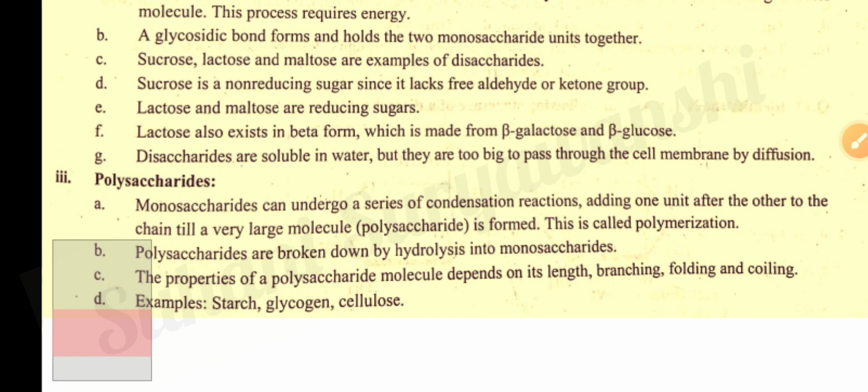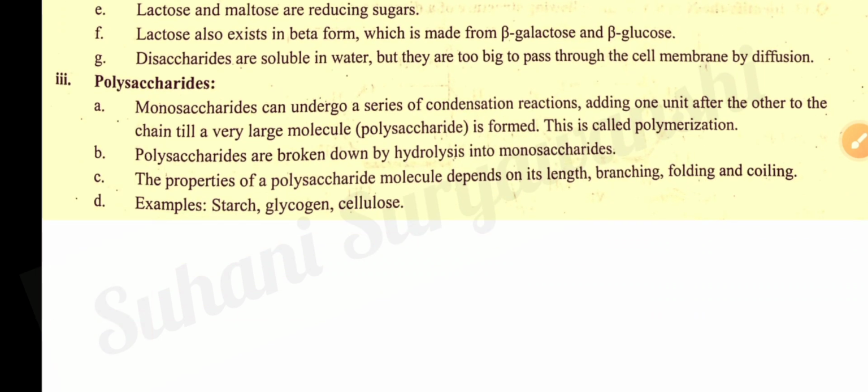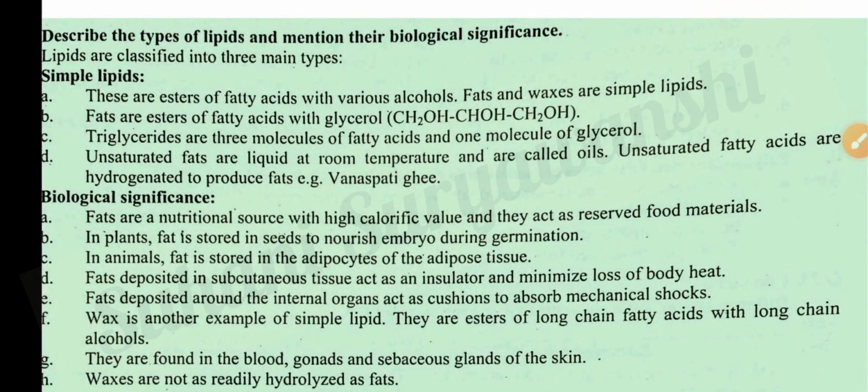Next is polysaccharides. Monosaccharides can undergo a series of condensation reactions, adding one unit after the other to the chain till a very large molecule is formed. This is called polymerization. Polysaccharides are broken down by hydrolysis into monosaccharides. The properties of a polysaccharide molecule depend on its length, branching, folding, and coiling. For example, starch, glycogen, cellulose, etc.